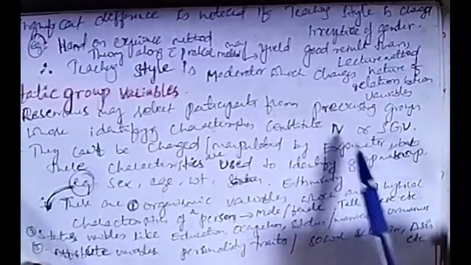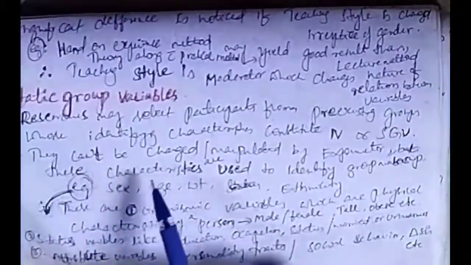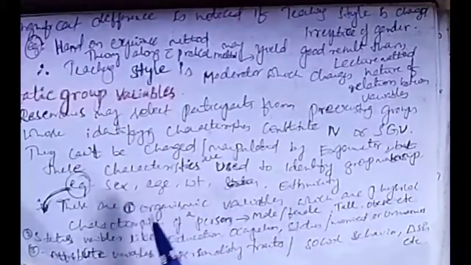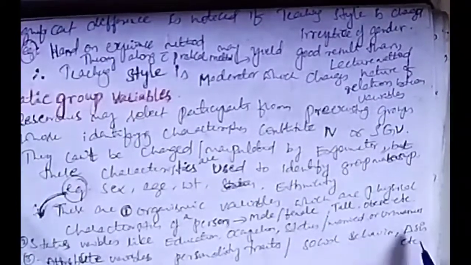Static group variables. Researchers may select participants from pre-existing groups whose identifying characteristics constitute the independent variable, or static group variables. They cannot be changed or manipulated by the experimenter, but these characteristics are used to identify the group membership. Examples of static group variables can be sex, age, weight, ethnicity, etc. There are three types of static group variables. They are organismic variables, which are physical characteristics of a person, either male or female, tall or short, obese or lean, etc. The status variables can be like educational status, occupational status, married or unmarried, and so on. The third one being attribute variables, that is personality traits, social behavior, diagnosis, etc.